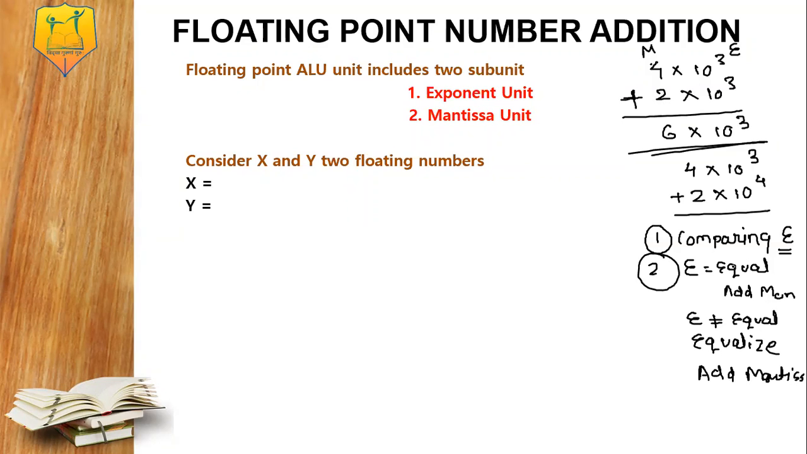Fine. So simple guys, यहाँ पे पहले हम लोगों को exponents compare करने हैं. If it is equal, then we can simply add the mantissa as in the previous example, that is 4 plus 2 is 6, हमने जो किया था. But in the next example, if they are not equal, then we have to equalize them. And after the equalization, definitely we can add this 4 plus 2. Understood? Okay.